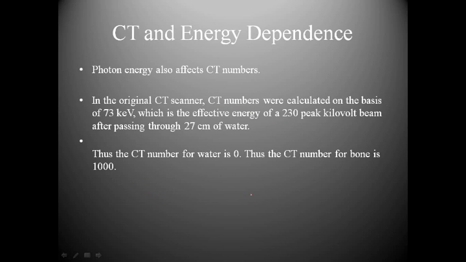So we also see that photon energy also affects CT numbers. In the original CT scanner, CT numbers were calculated on the basis of 73 kiloelectron volts, which is the effective energy of a peak of 230 peak kilovolt beam after passing through 27 centimeters of water. Thus, the CT number for water is 0, and the CT number for bone is 1000.